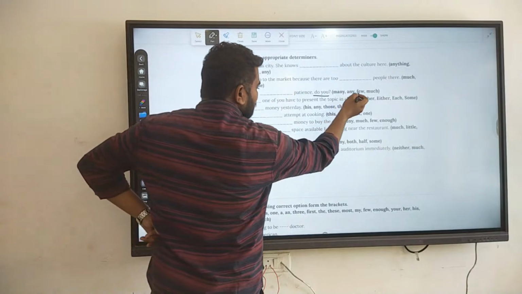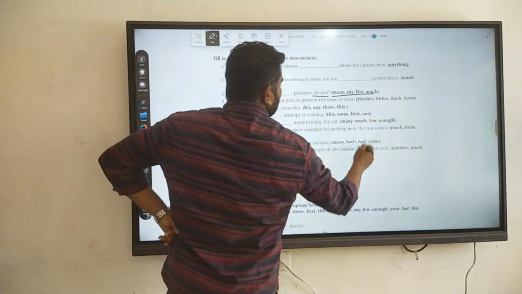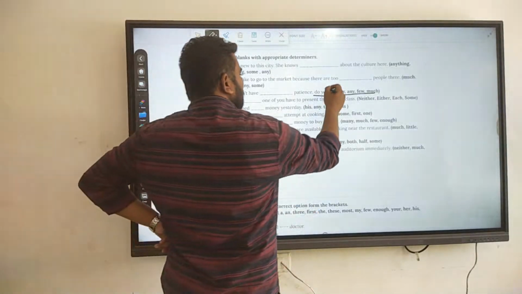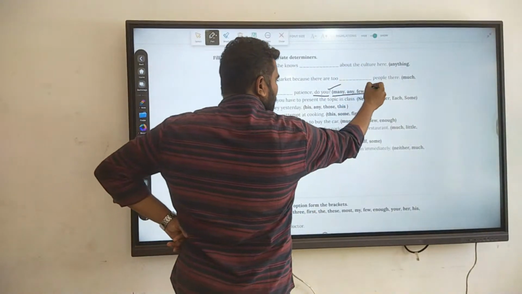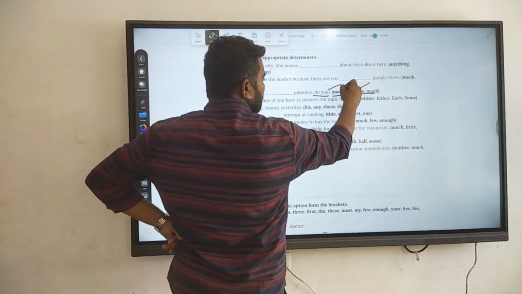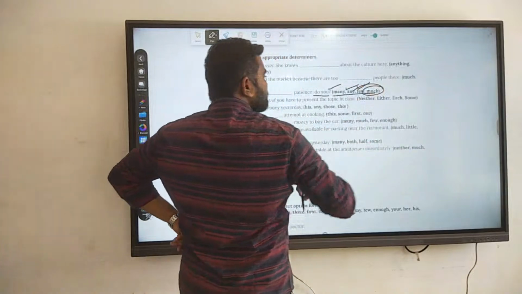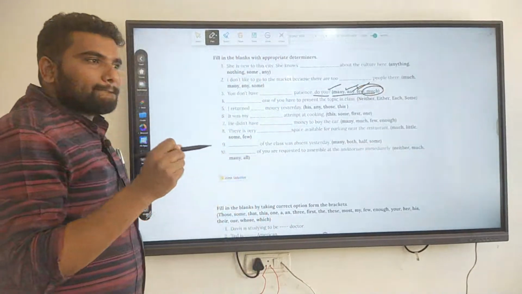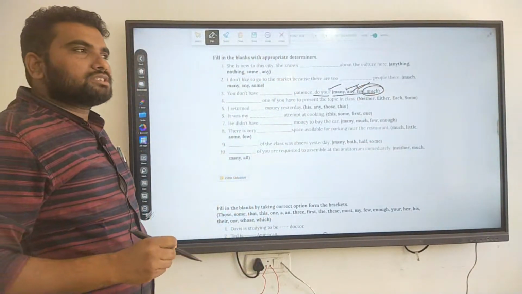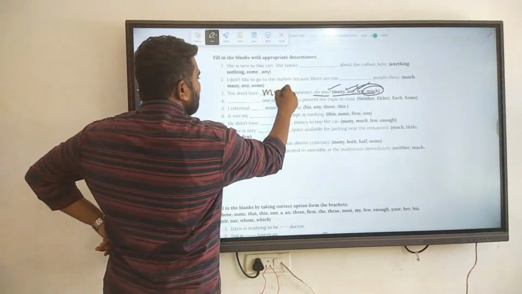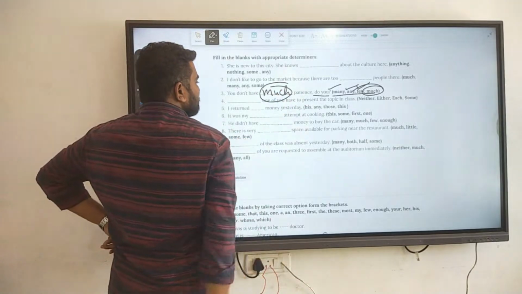And see, we have four different options: many, any, few, much. Same thing again. Many is countable. Few is countable. Any is like positive, like nothing. Much is used for a quantity which is uncountable. So that's the reason you don't have much patience. So much is the answer.